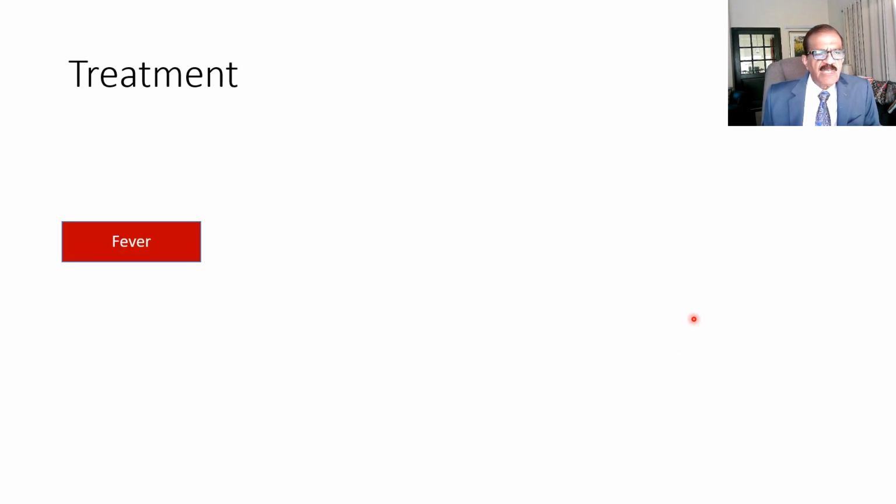Treatment. Now, we go by symptoms, because we are assured that most patients will recover on their own. Some cases may develop fulminant hepatic failure, others may become chronic, but all others, most patients, would recover. So there are no specific antiviral agents used in the acute phase. We just treat the symptoms.